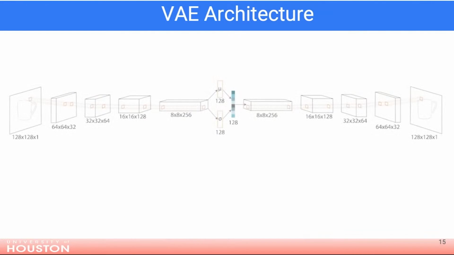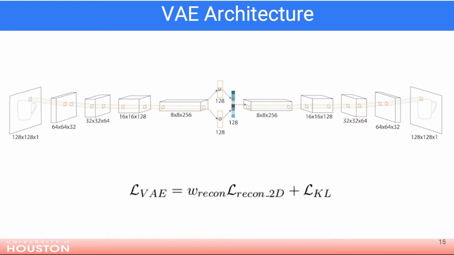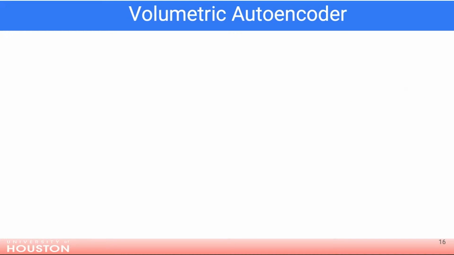The VAE architecture we proposed in this work is shown here. We use 4 convolutional layers in the encoder and 4 deconvolutional layers in the decoder. The loss function is the reconstruction loss between the generated sketch and the input, combined with KL loss.